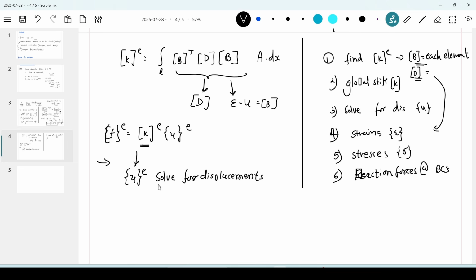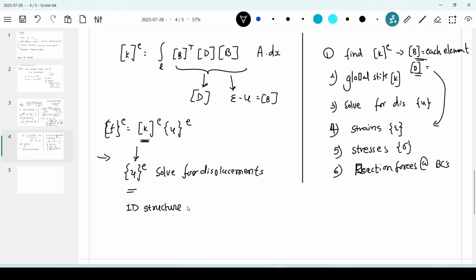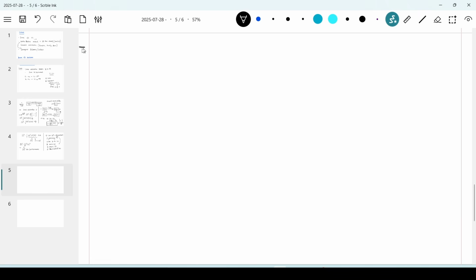Okay, so here we find the displacement. This little insight we have seen earlier also. If you see, this is very analogous to our 1D bar structure that we were talking about in the earlier slide. Something like this. Now we want to talk about non-linearity.